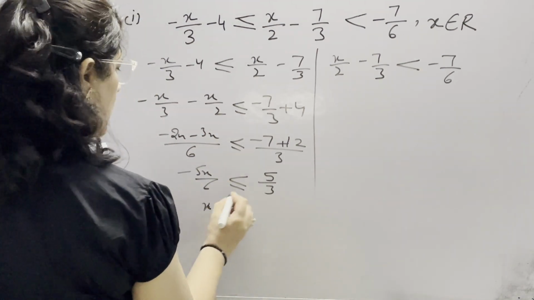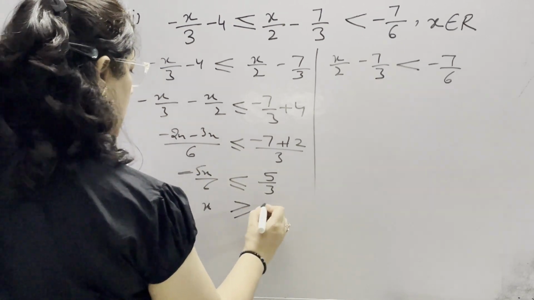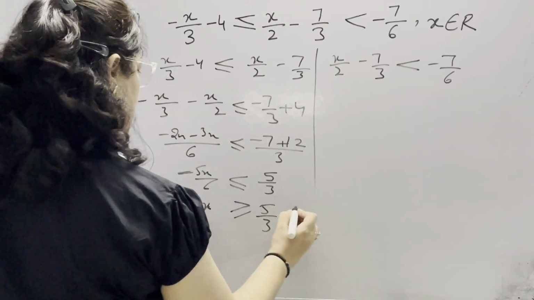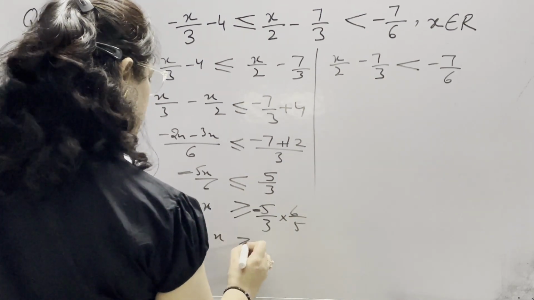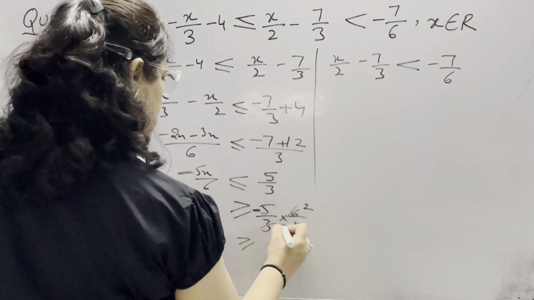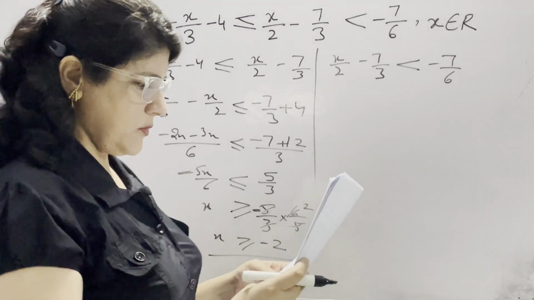Now we are going to divide this number by a minus number, so we need to change the sign. 5 upon 3 multiplied by 6 by 5 along with the minus sign. So x is greater than or equal to minus 2. This is our one solution.